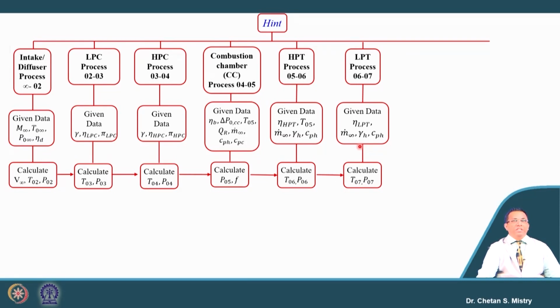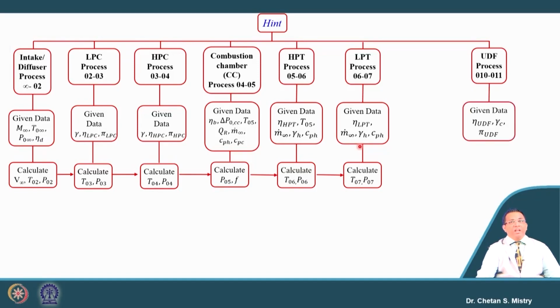Now, in this case, the solution is somewhat different. We will first configure it as an unducted fan, and for that unducted fan, the isentropic efficiency is given and the pressure ratio is given. So, based on our entry condition, we can calculate the outlet pressure, outlet static temperature, and the exit velocity from the unducted fan.